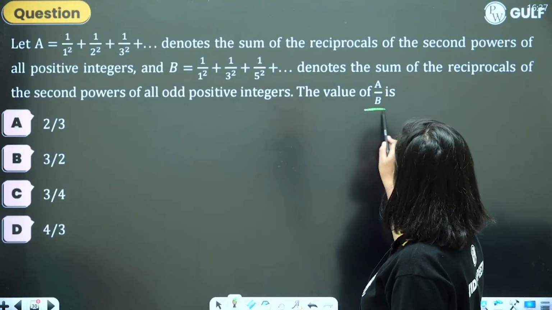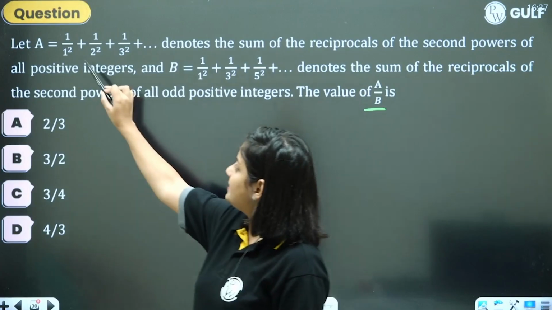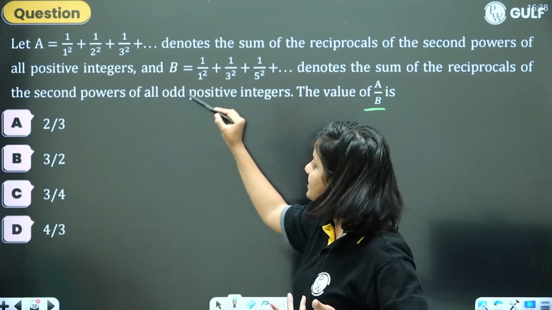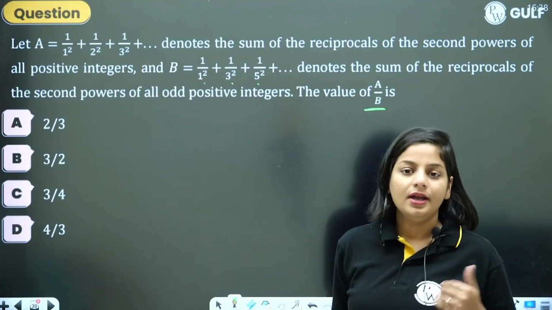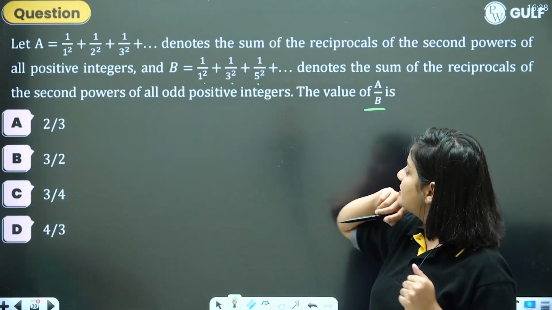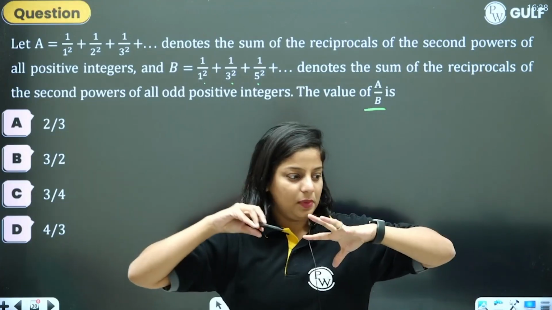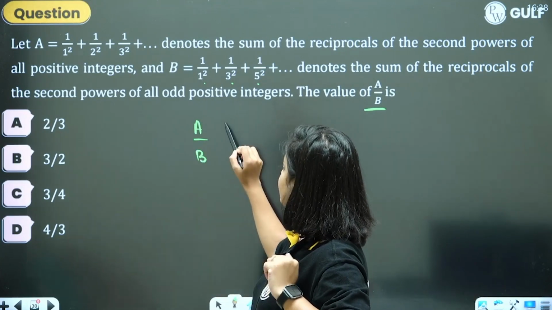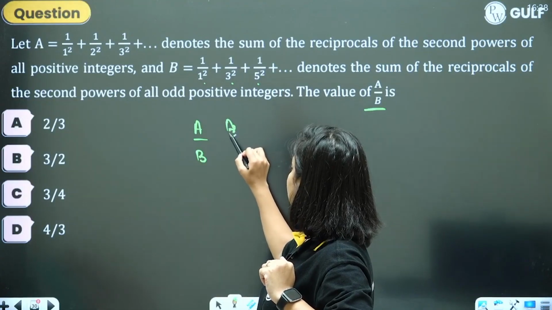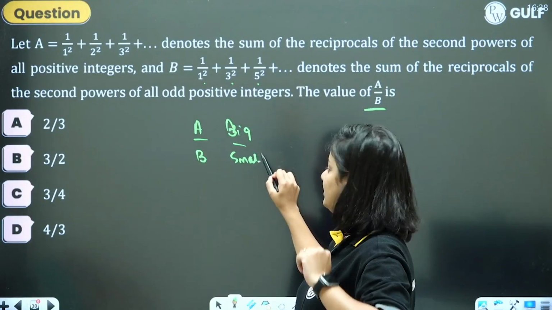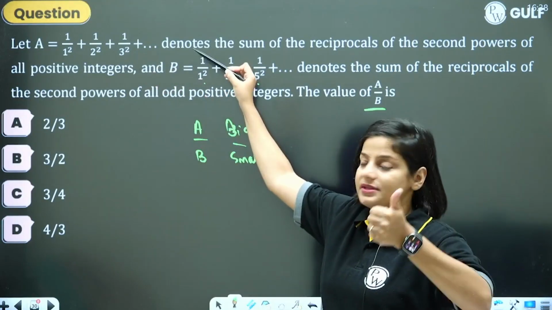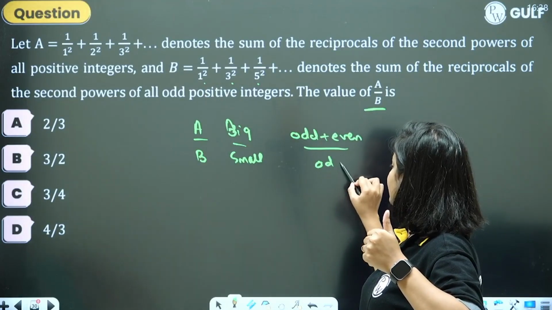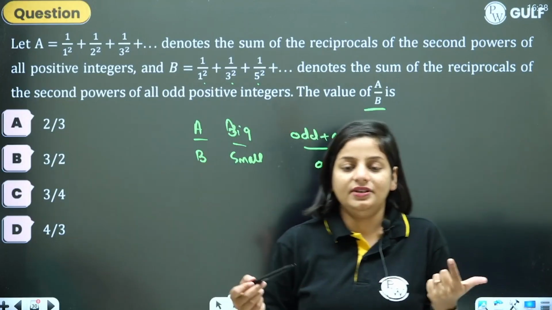Next one, find the value of A by B. Now again here A is all the numbers 1, 2, 3, 4, all the numbers with their squares, and B has only odd numbers 1, 3, 5 and so on with their squares. We need the ratio of all the numbers divided by odd numbers. Now of course by the option technique we can say in A by B the numerator will be big always and the denominator will be small. That is common sense, because the numerator has all the numbers. Numerator has odd plus even and the denominator has only odd ones. So the numerator is definitely bigger than the denominator.